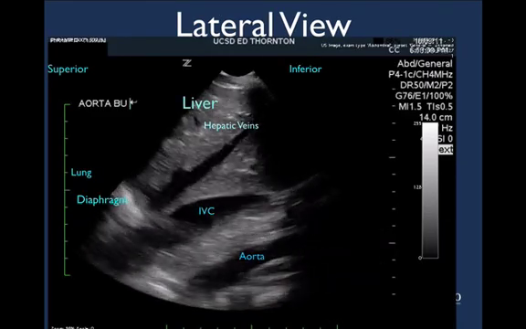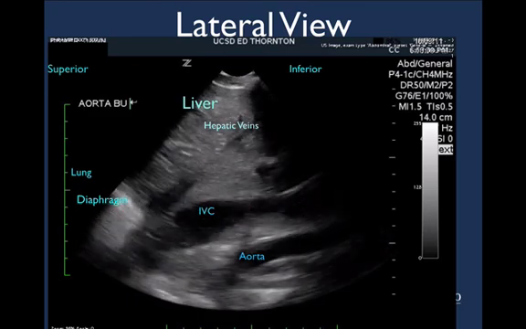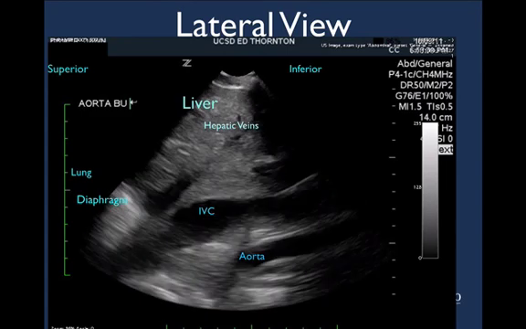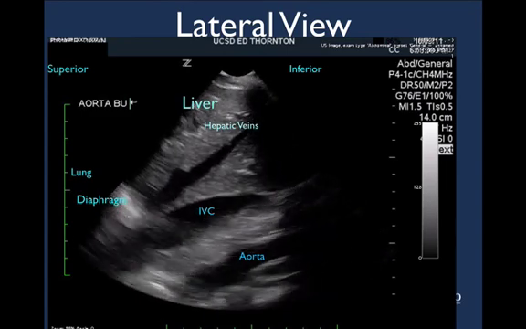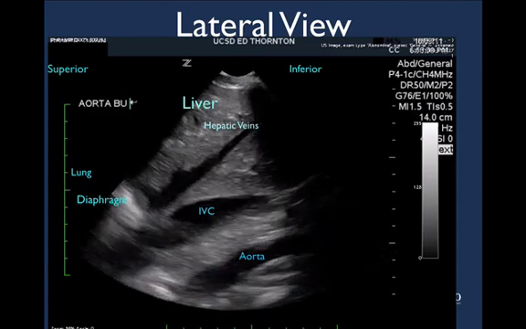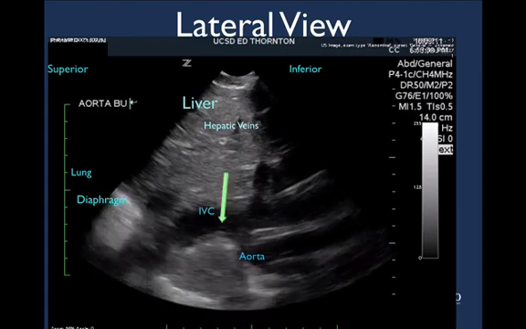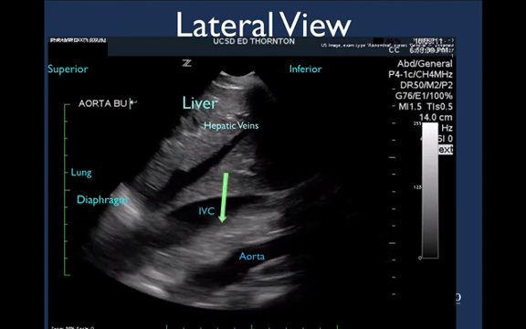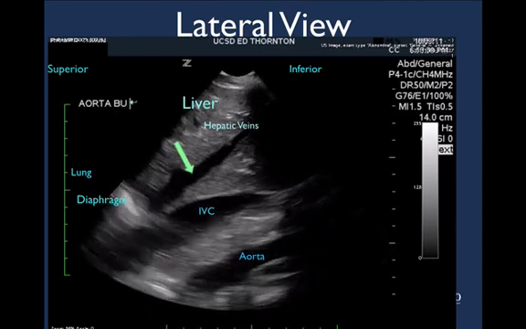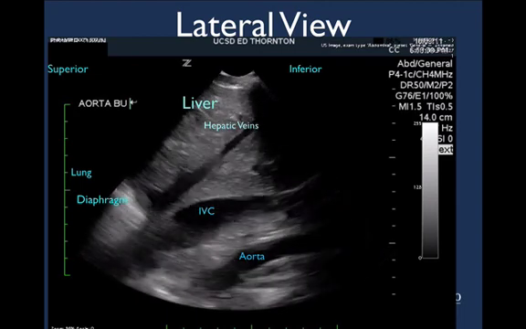This is an example of what the lateral view on the right will look like of the structures. First, we will see the aorta most posteriorly, surrounded by its thick walls. As we scan more anteriorly, we will notice the inferior vena cava giving off the hepatic veins. Superiorly to the inferior vena cava, we will notice the diaphragm.